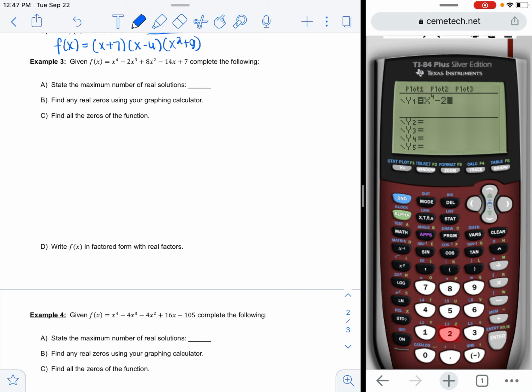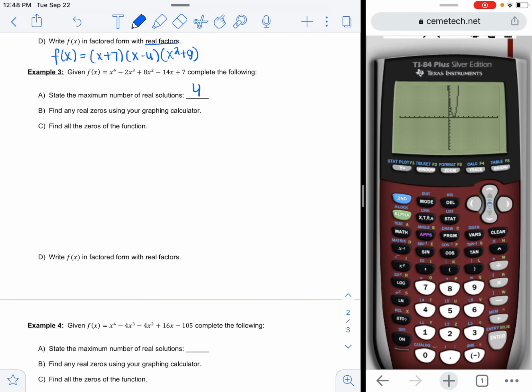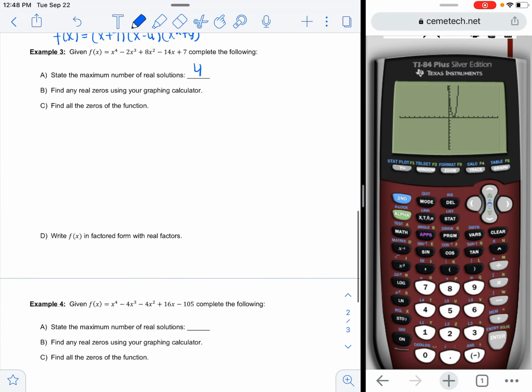Okay, so I have x to the 4th power minus 2x cubed plus 8x squared minus 14x plus 7. Okay. Graph. All right, so going back to this, I'm going to have possibly 4 real solutions here. Notice in this one, I didn't have 4 real solutions. I had 4 solutions, 2 real, 2 imaginaries. Imaginaries always come in pairs also.